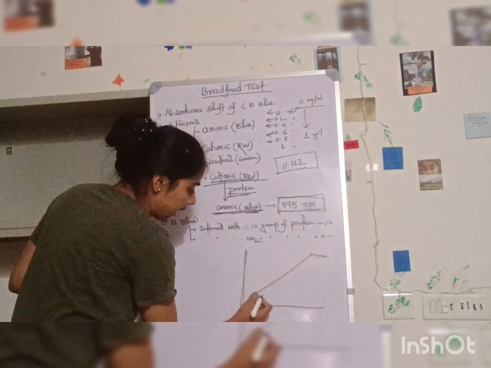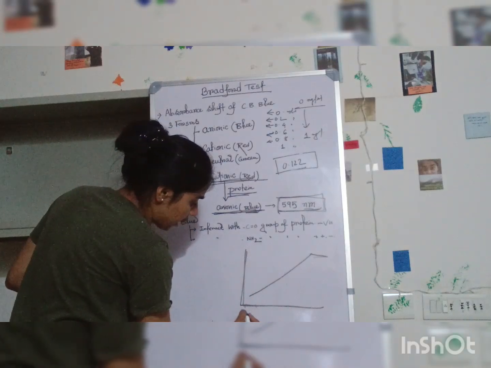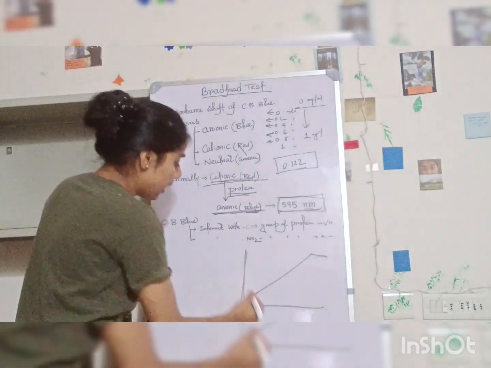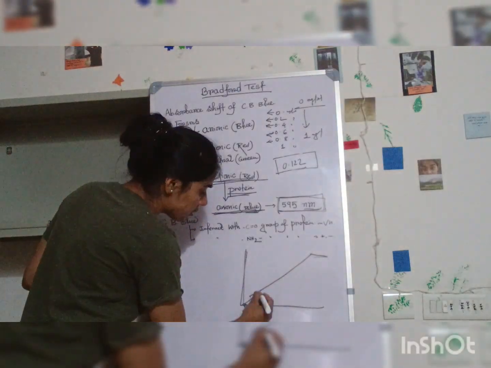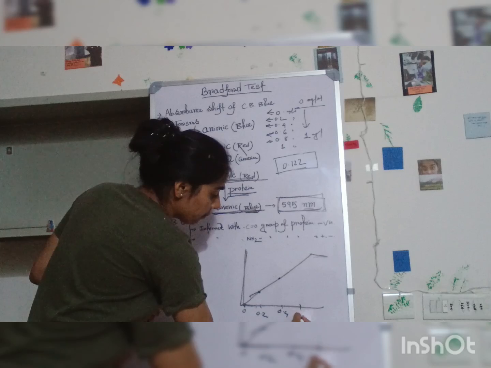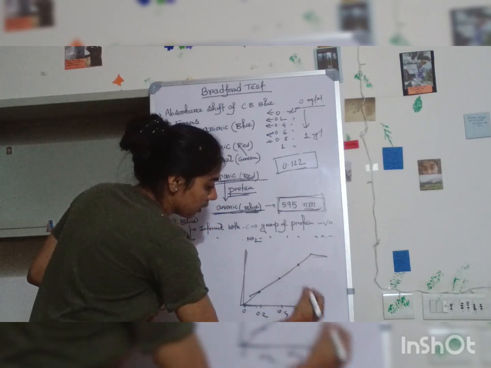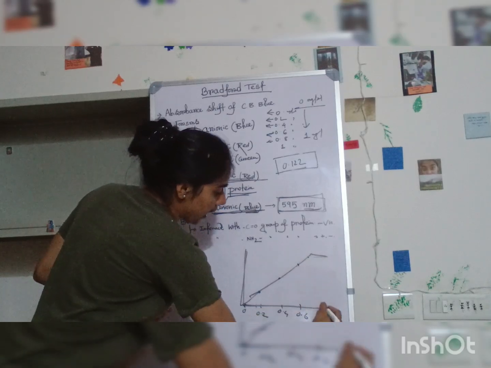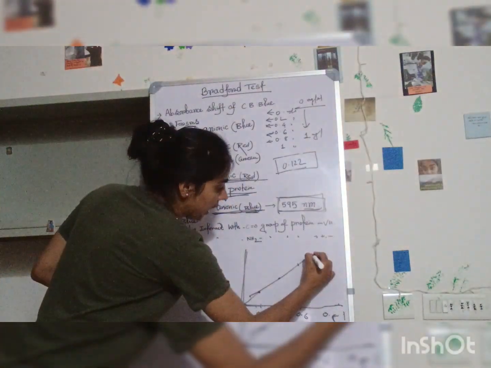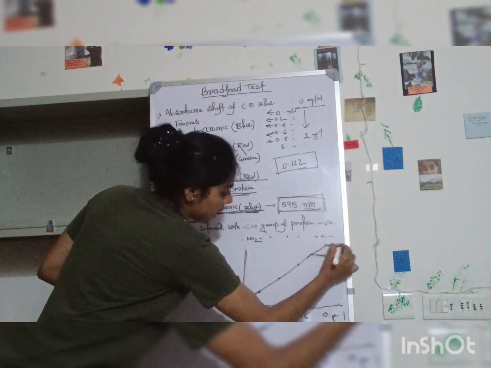In the case of 0 mg per ml, we got 0 absorbance, because there is no protein, so there is no absorbance. Next at 0.2, we got some absorbance value. At 0.4, we got some absorbance value. At 0.6, we got something. At 0.8, we got something. And then at 1, we got something. And then it's saturated.